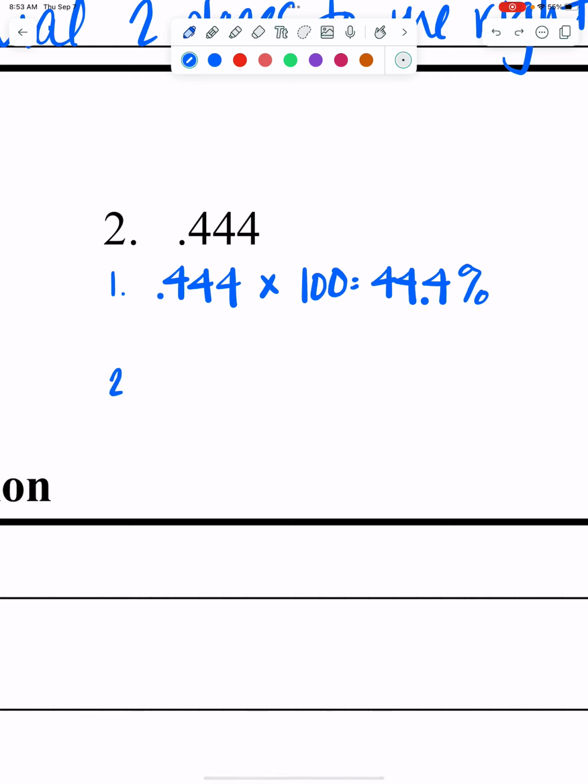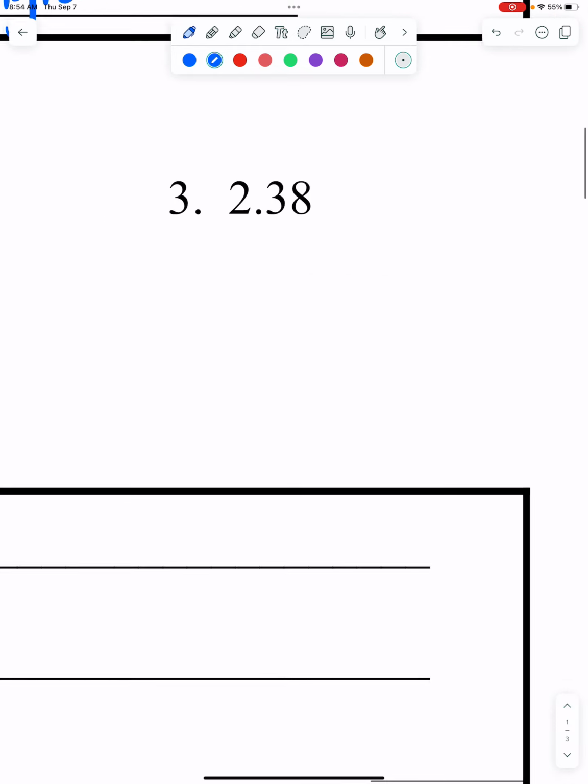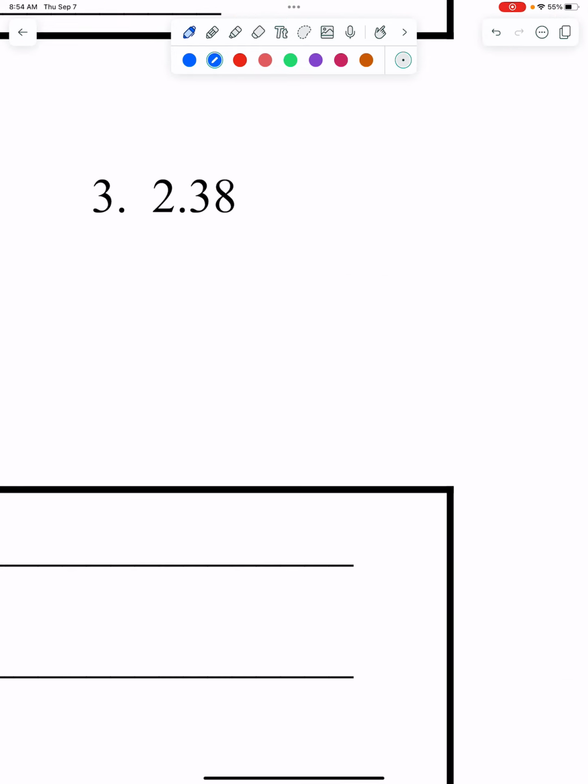If you want the second method, we start with the regular old decimal. We move the decimal 2 spaces to the right. So you end up with 44.4%. This time, because there are numbers to the right of the decimal, you have to leave the decimal there. You can't get rid of that one. We'll go take a look at this one.